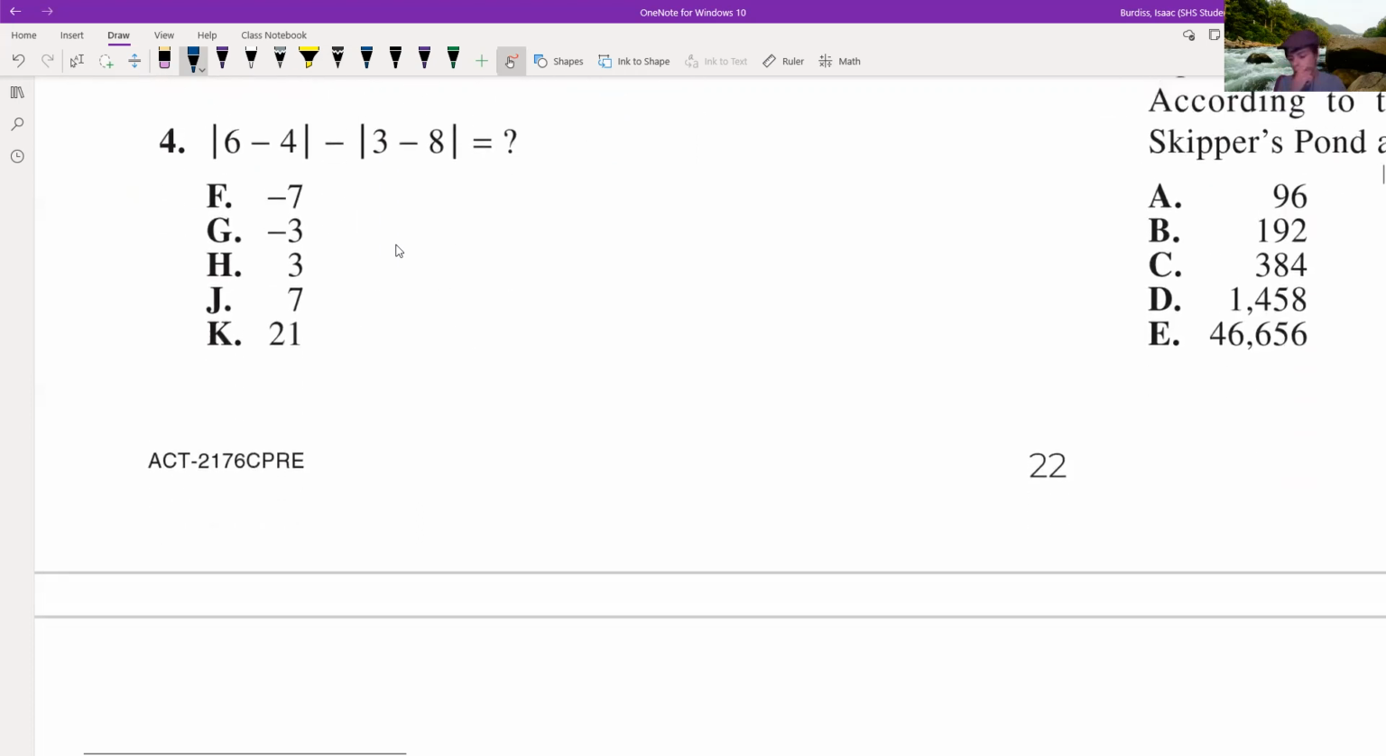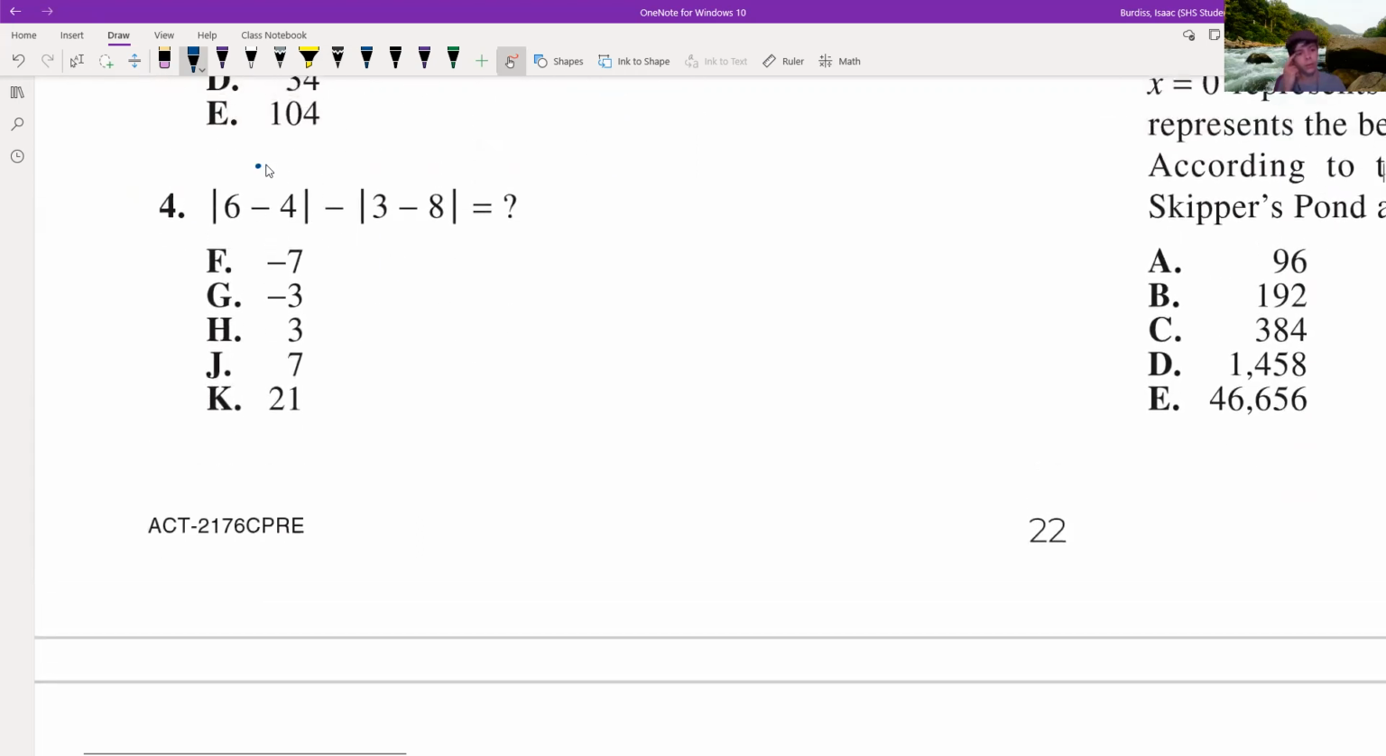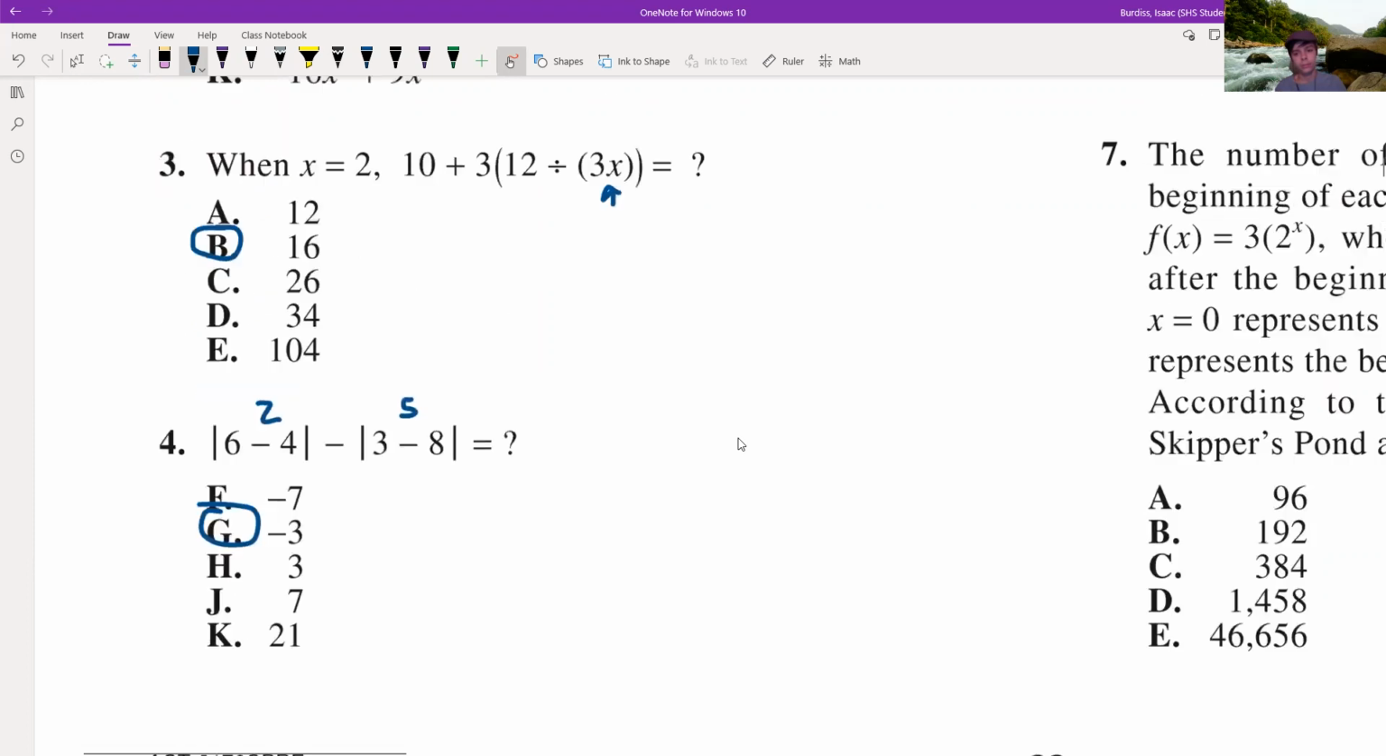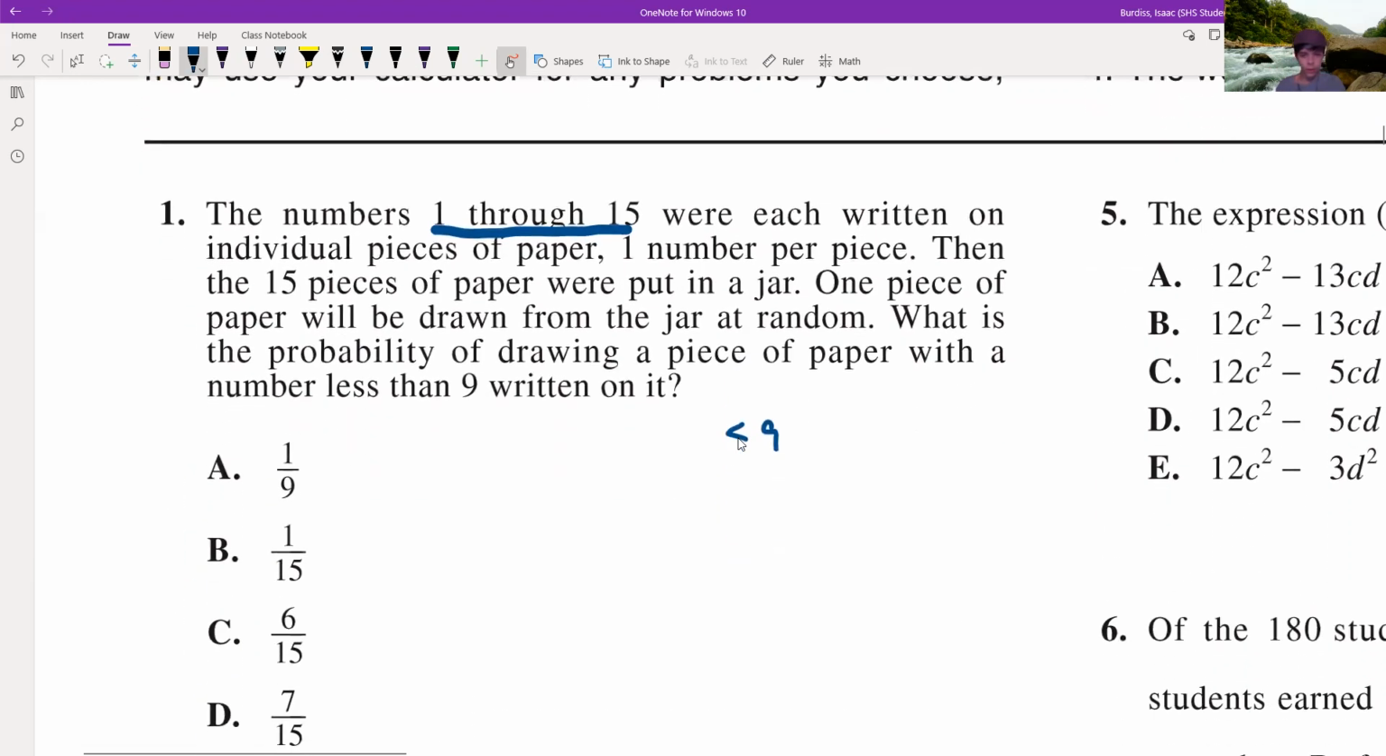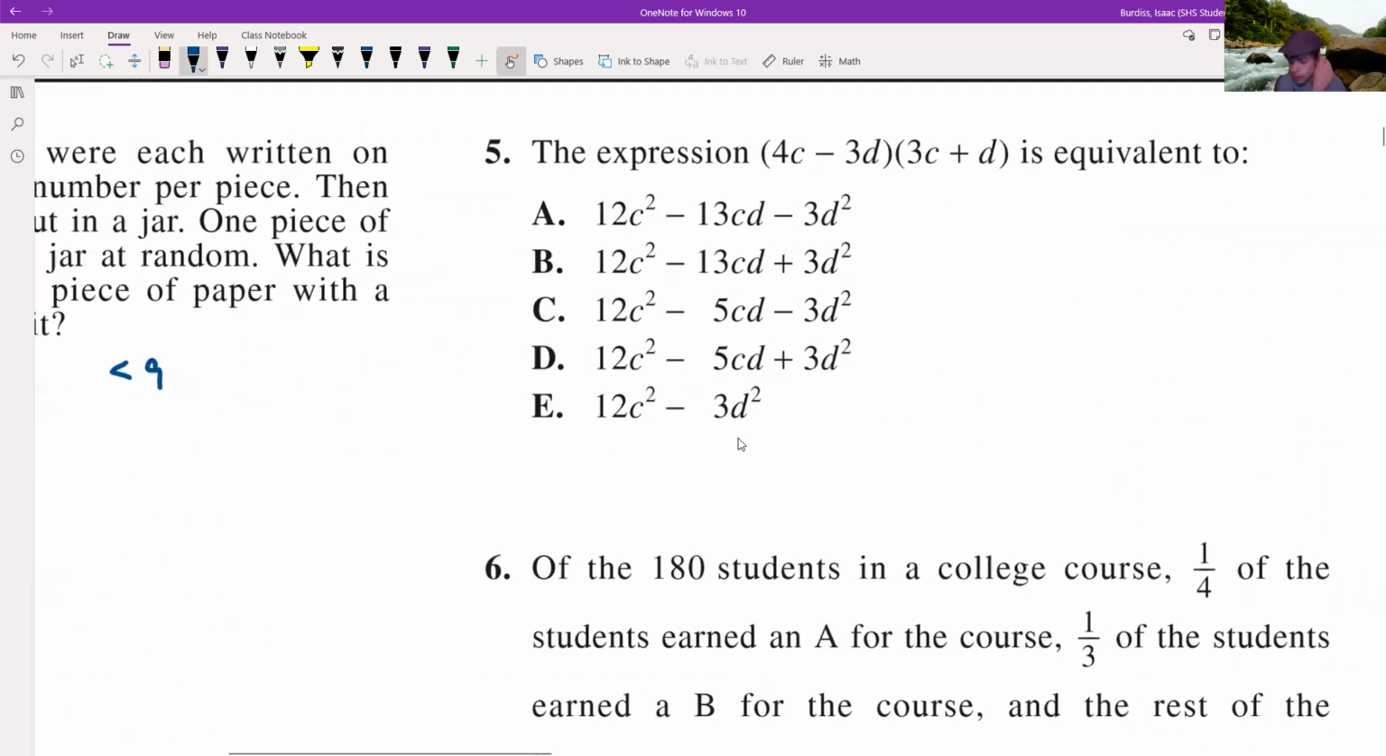All right, this one, know your absolute value. So 6 minus 4 is 2. 3 minus 8 is negative 5, but you take the absolute value, so it becomes positive 5. 2 minus 5, but that's not absolute value, so that's negative 3. Okay. Now we have question number 5.